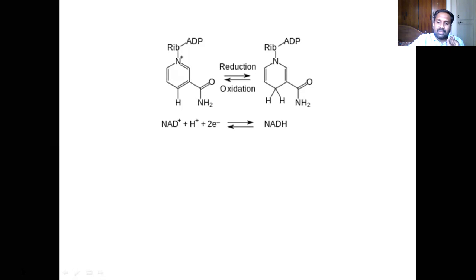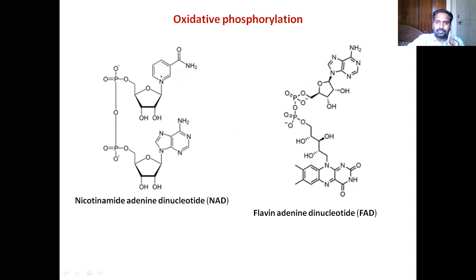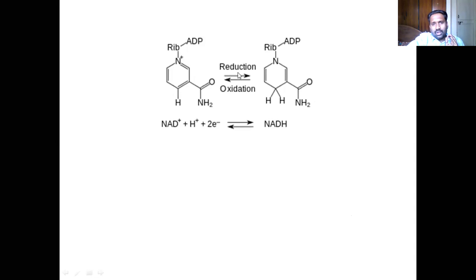Fine. Similarly, you also have FADH2, the structure of which I am not showing, don't worry. FADH2 is the reduced form. FAD is the oxidized form. We will not concentrate on this reduction direction. Rather, the oxidation direction is important to us.